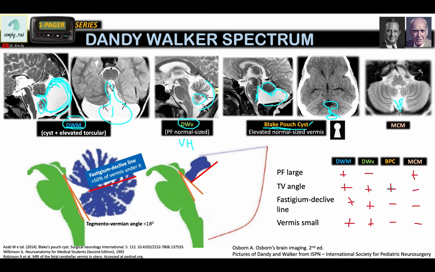Lastly, for megacisterna magna, you have a prominent CSF space in the posterior fossa. You may see vessels or veins running through that cystic space, which will give you a clue that it is not a Dandy Walker or not a true cyst.